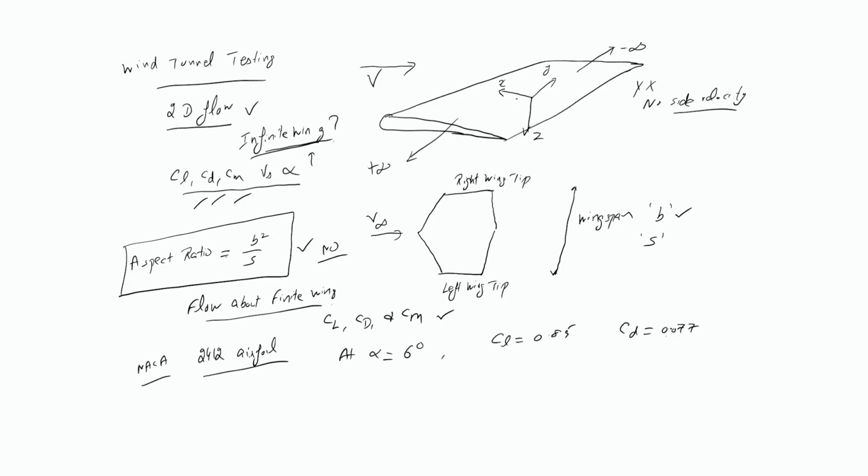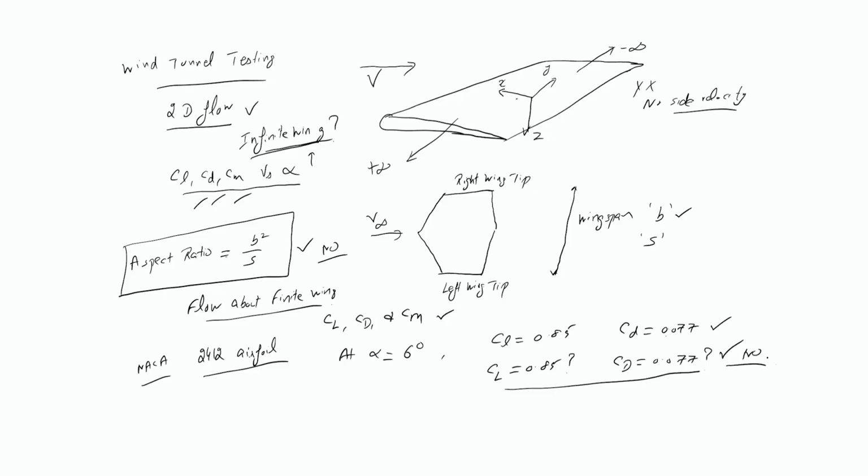Now my question to students would be, this was applicable for an infinite wing, for a 2D flow, but obviously we are having a finite wing, there will be wingtips. So what do you think, will the 3D lift coefficient be equal to 0.85 and CD equal to 0.077? Will this be the same? That is the question I generally ask students. So what do you think? Will this remain the same or not? So the answer is actually no.